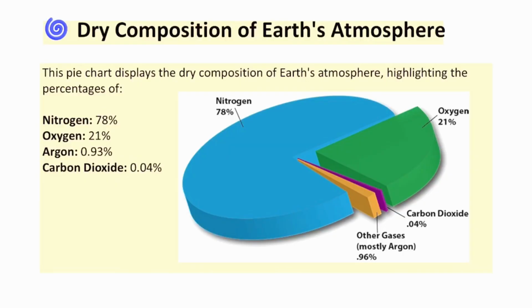This pie chart shows the dry composition of Earth's atmosphere. It highlights that nitrogen makes up 78%, oxygen accounts for 21%, argon is 0.93% and carbon dioxide is small but important at 0.04%.